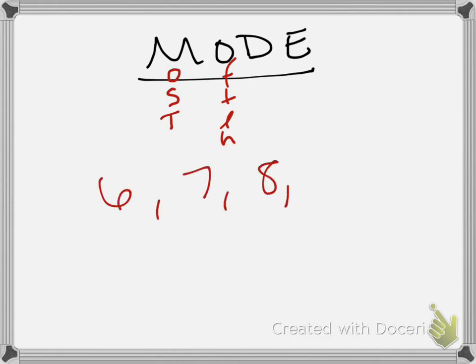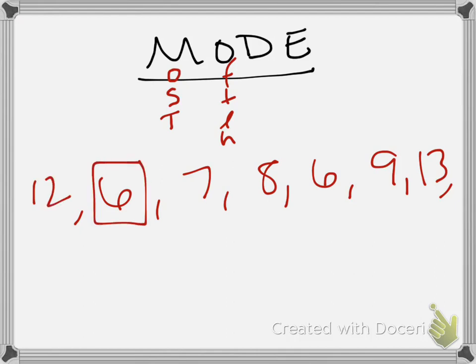Mode is the one that occurs most often. And that's how I remember it. Mode, which number occurs most often? So you might get numbers like this. And I would just look for repeating numbers. The 6 is repeated, so that would be our mode. If there's nothing repeated, then you don't have a mode.